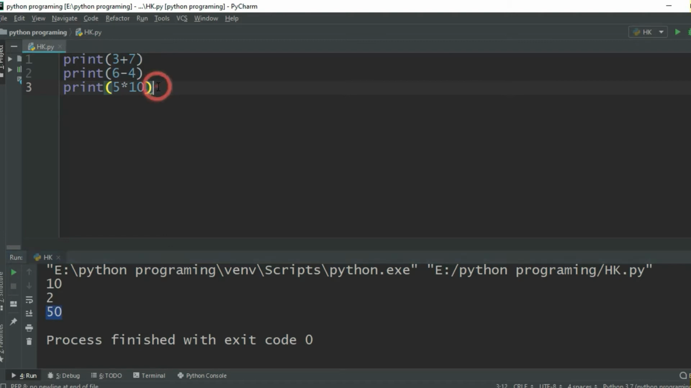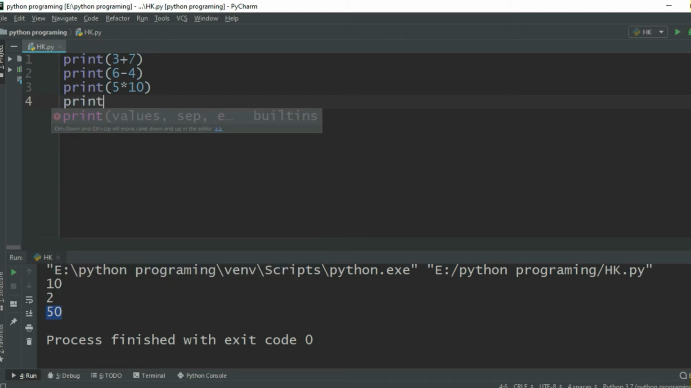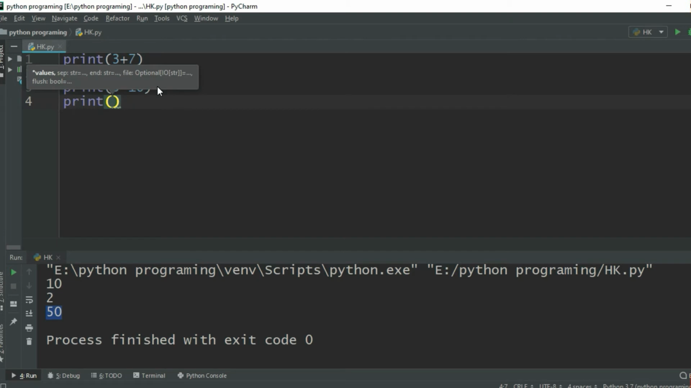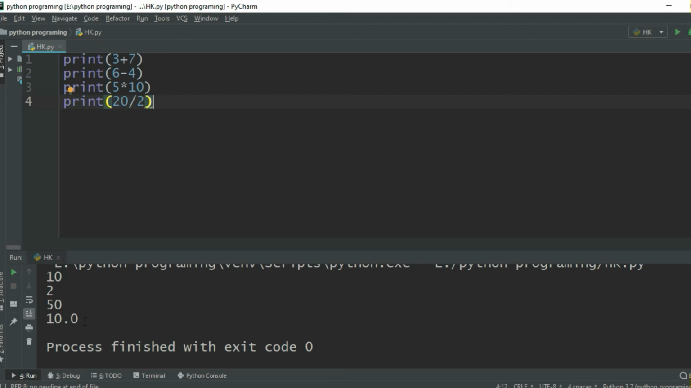Now we perform division. 20 divide 2. Shift plus F10. Now you can see there 10.0.